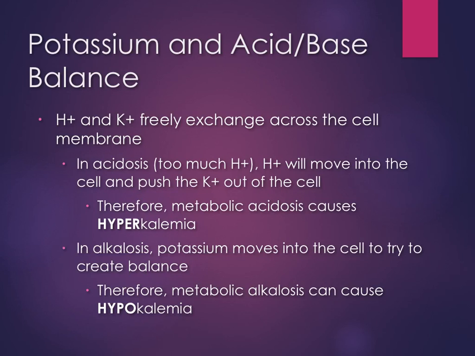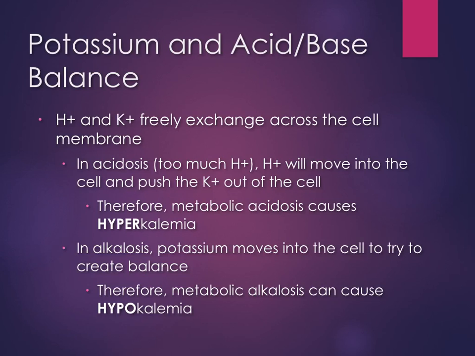Potassium plays a role in our acid-base balance. Hydrogen ions and potassium ions freely exchange across the cellular membrane. When there's acidosis, in other words, too much hydrogen ions in the serum, the hydrogen ions will move from a higher concentration, aka the serum, to a lower concentration inside the cell. When these hydrogen ions cross the cellular membrane and move into the cell, it forces potassium out of the cell. Therefore, people with metabolic acidosis will have a hyperkalemia.